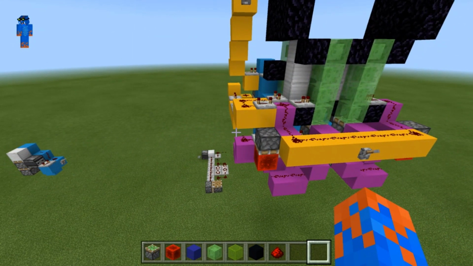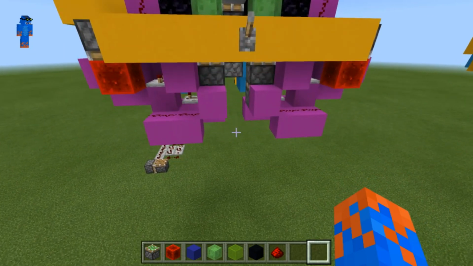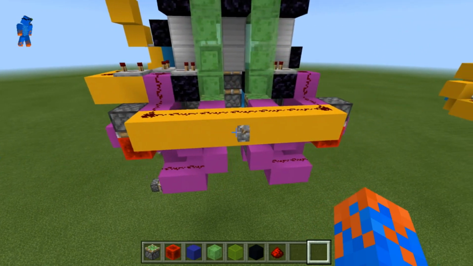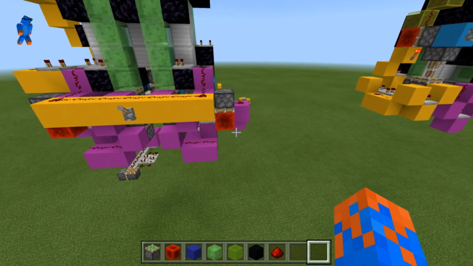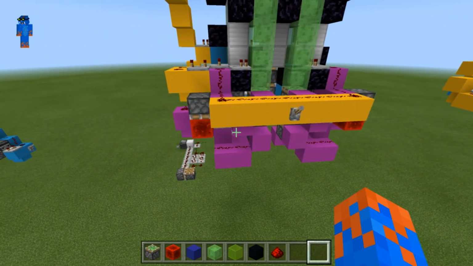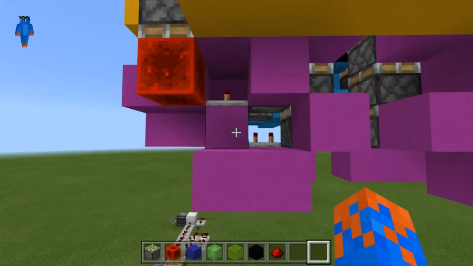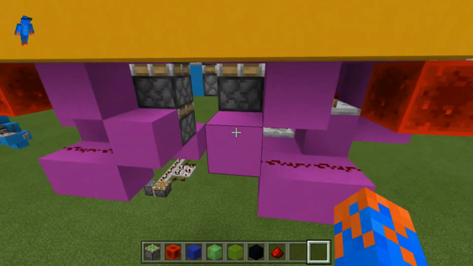I don't really know what causes it, but for some reason I've managed to create an observer that doesn't update. I don't know if there's maybe a ghost block over it somehow, or if there's something else powering it and I'm just too stupid to notice it. But this observer over here, it just does not update.